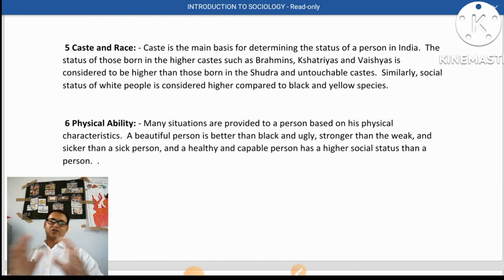Caste and race. Caste and race is also a main base of determining the status of a person in India. The status of those in the higher castes, such as Brahmin, Kshatriya and Vaishya, is considered to be higher than those born in Sudra, an untouchable caste.